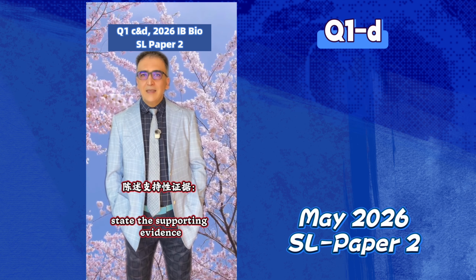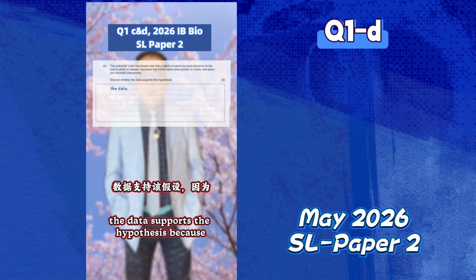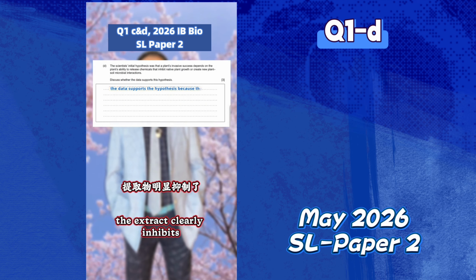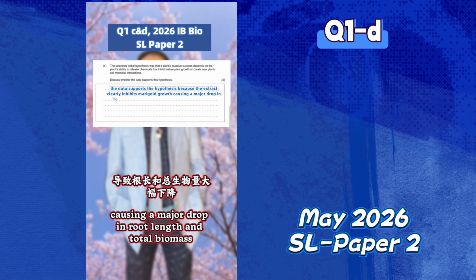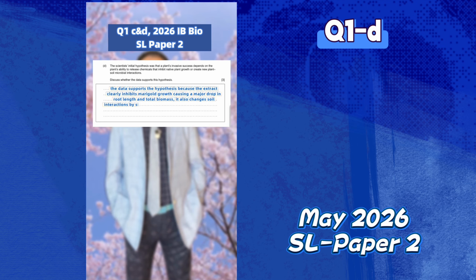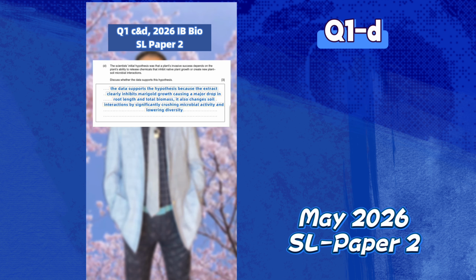First, state the supporting evidence. The data supports the hypothesis because the extract clearly inhibits marigold growth, causing a major drop in root length and total biomass. It also changes soil interactions by significantly crushing microbial activity and lowering diversity.